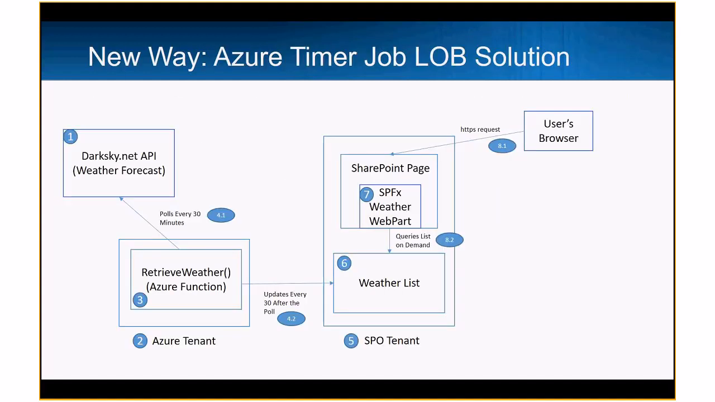We've kind of talked about what we would do here. So here is what the solution I've created would look like. All right. Number 1 still is Dark Sky. Number 2 is our Azure tenant. Now, for a developer, we're going to make these available.